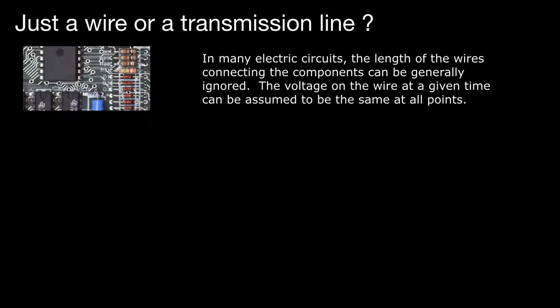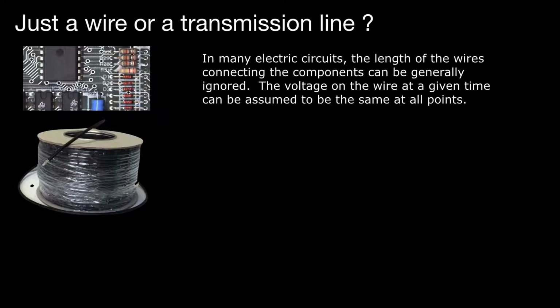So, when do we think of a wire as just a wire, or when do we think of it as a transmission line? Certainly, if we're looking at normal circuits with short lengths of track or short wires, we can say that in many electrical circuits, the length of the wires connecting the components can be generally ignored. The voltage on the wire at a given time can be assumed to be the same at all points. So when we measure one end of a track on a PCB and the other end with an oscilloscope, we shouldn't see any phase difference between the two, because the length of track at the frequency that we're measuring shouldn't cause a difference in phase.